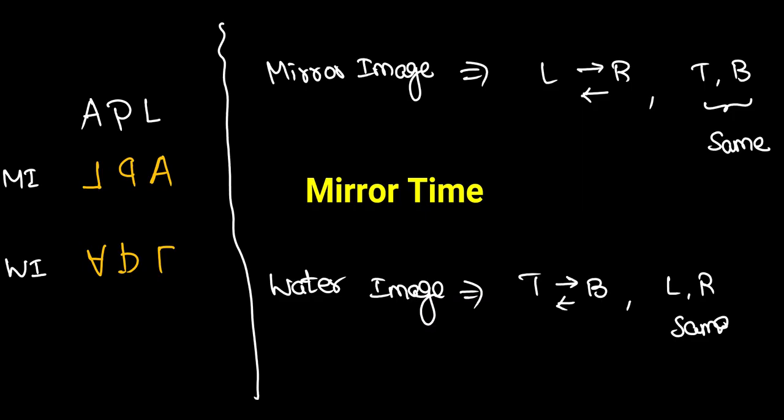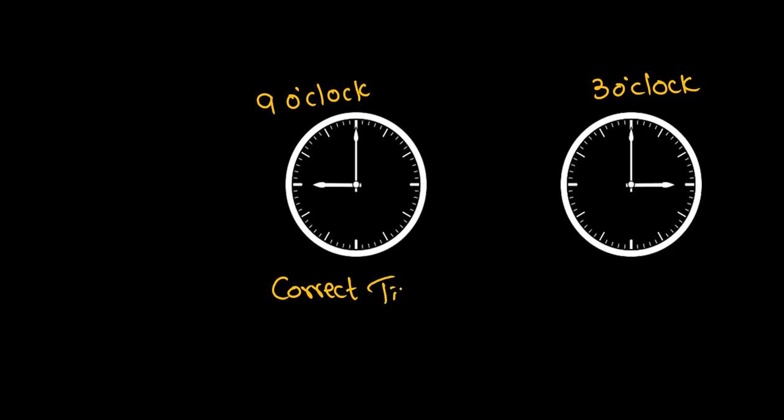Right, so now this is 9 o'clock. If you do water image, your right should come to the middle. The tool will be a tool only, but the left side will come to the right side. What does this timing represent, sir? 3 o'clock. If the correct time is 9 o'clock, then your mirror time is 3 o'clock.